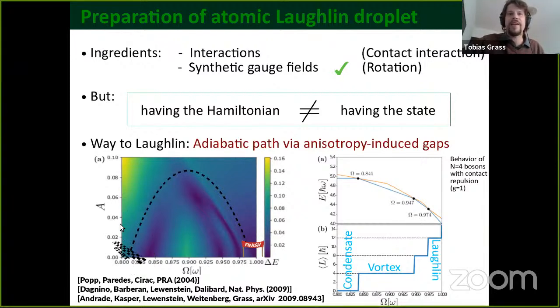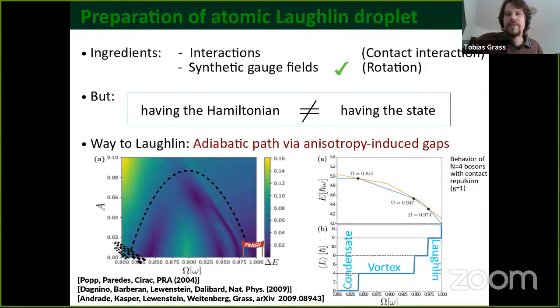But if you go to finite anisotropies, we can avoid these level crossings. And in that way, we find a path which goes around these level crossings from the condensate to the Laughlin state. And since along this path the gap is always open, we can actually adiabatically go from the condensate to the Laughlin state. That adiabatic path was already discussed almost 20 years back in this paper. We revisited this problem recently in an arXiv paper and found that indeed it can be done much faster than it was reported there. We did it on at least a 10 times faster time scale than in that paper.